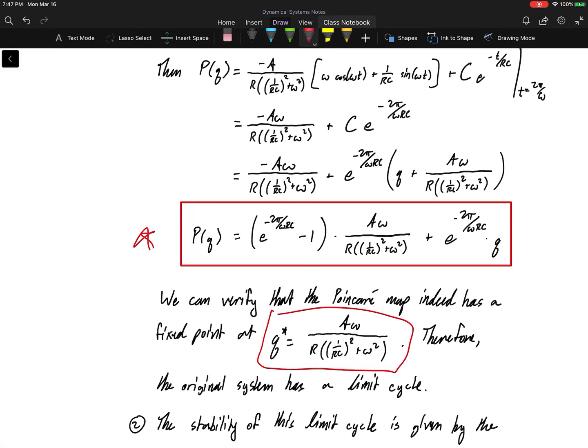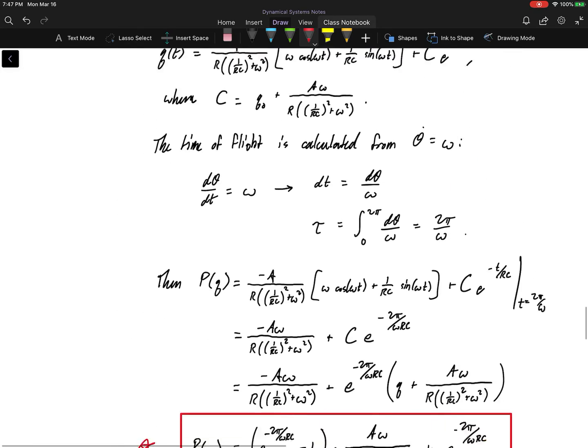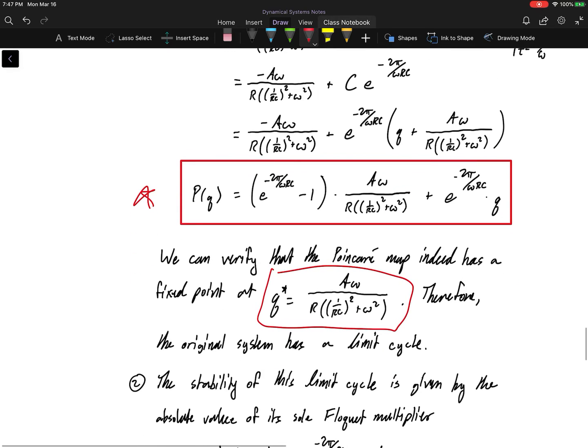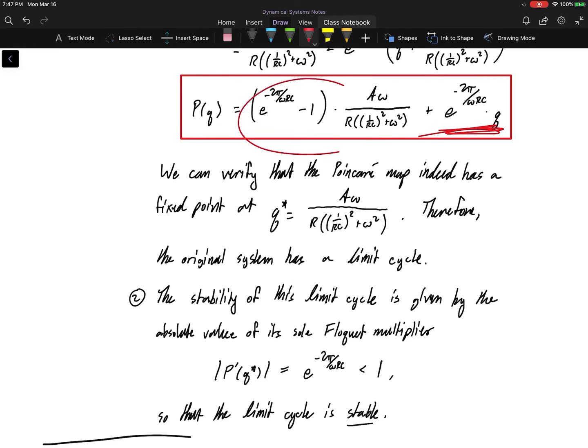So therefore, the fact that there's a fixed point here means that there is a limit cycle, and we've seen the hint of it this whole time geometrically, and we can now verify it analytically. And that's the whole point of this technique, right? And we can ascertain the stability of this limit cycle by differentiating this map, which, strangely enough, again, is linear. Remember, this is happening in Q as our independent variable. This whole mess on the left-hand side is a constant. Happy day. Very, very happy day.